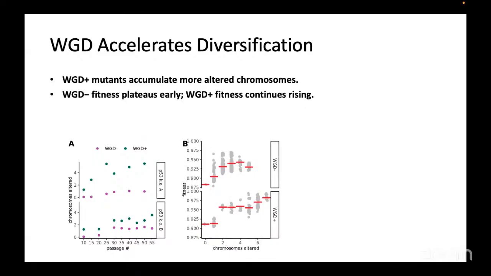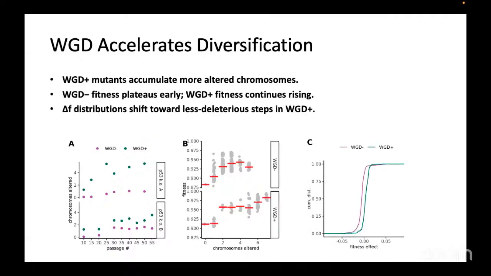So if we look at the fitness estimates for each of these, what we see is that for the whole genome doubling positive, the fitness is continuing to go up with each addition of a chromosomal alteration, and it's sort of plateauing perhaps for the whole genome doubling negative. And if we look at the distribution of the fitness mutations, then we see basically the whole genome doubling positive has less deleterious consequences than the negative.